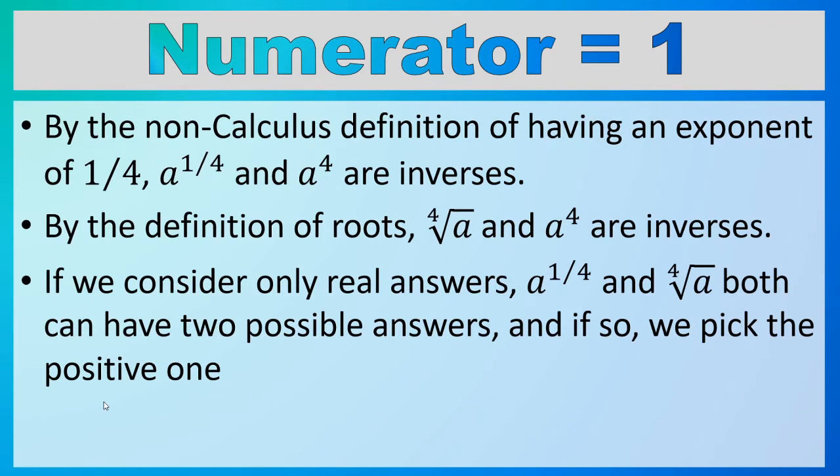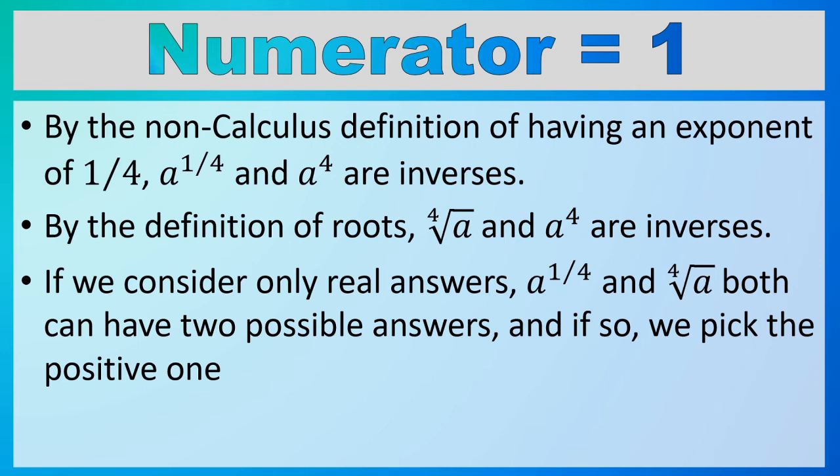If we consider only real answers for a given value of a, a to the 1/4 and the 4th root of a both can have two possible answers. For example, 625 to the 1/4 power or the 4th root of 625. Based on the definition of those being inverses, it can have the possible answer of 5 or -5. In that case, we define it to be the positive one, 5.